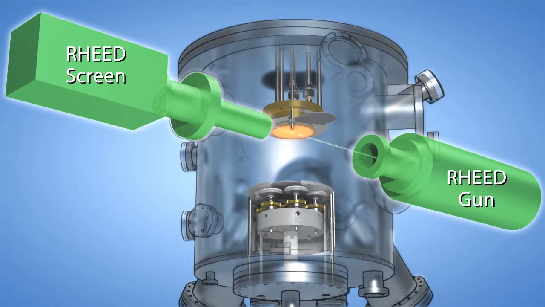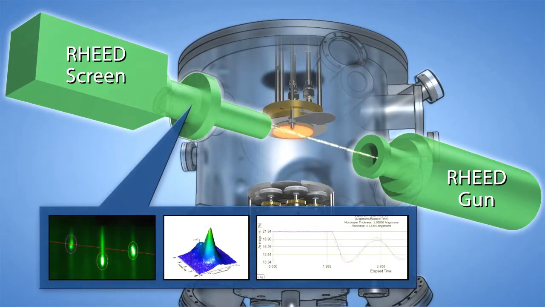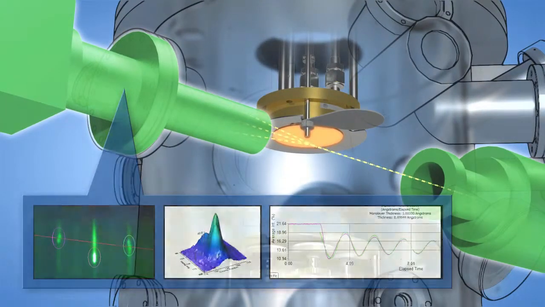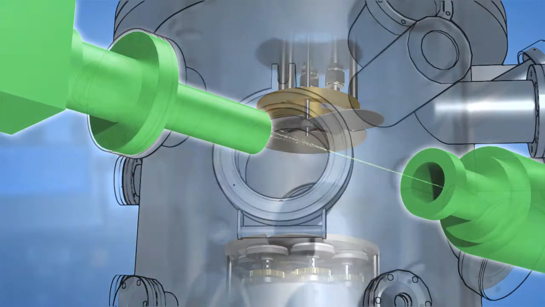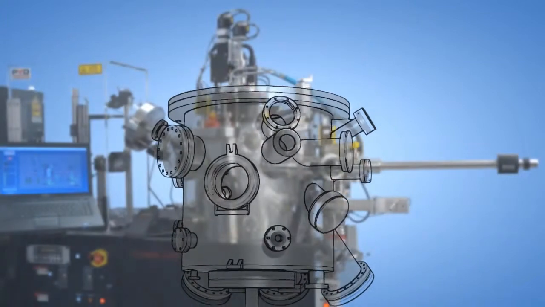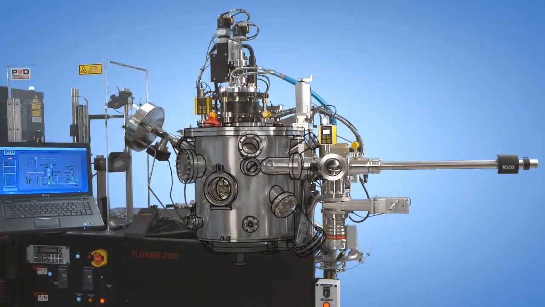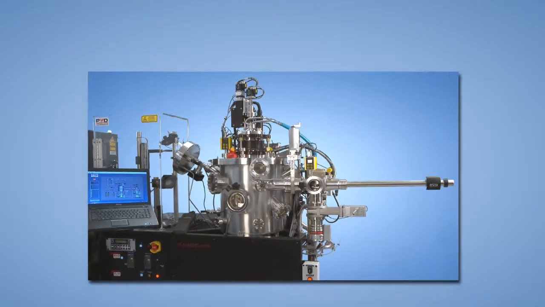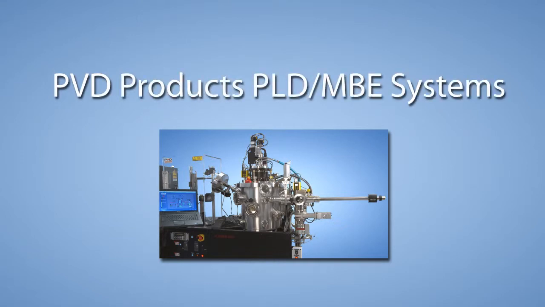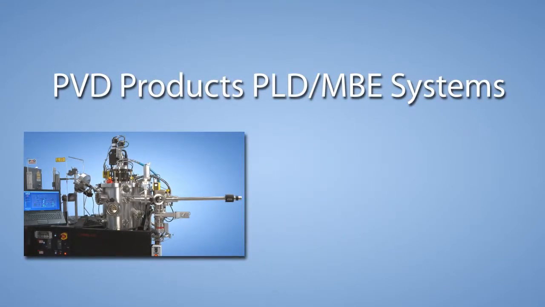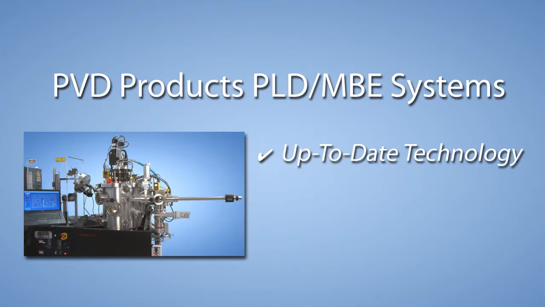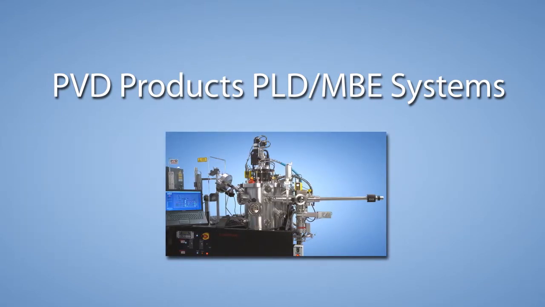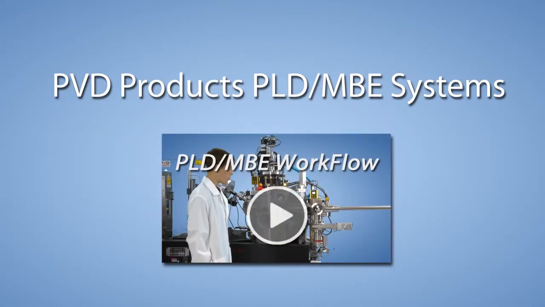All PLD MBE systems can integrate with a high-pressure Staib Instruments RHEED system to be used to monitor the quality of thin film growth in situ up to pressures of about 200 millitorr. K-Space Associates hardware and software is also provided for full data acquisition. Multiple deposition, RF bias, and RHEED options are just some of the many features incorporated into PVD's line of PLD MBE systems to provide thin film researchers with the most up-to-date technology, ease of use, and superior quality. For a description of the system workflow, please reference our companion PLD MBE workflow video.